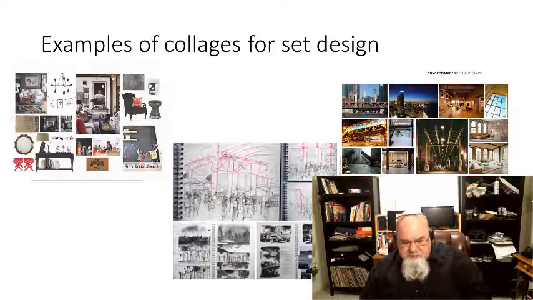So here are 3 examples of collages for set design. You can see the first one is simply a bunch of ideas of furniture and set dressings and stuff you could throw on. The second one is rough sketches. Like I said, they weren't pictures cut out of a magazine or found on the internet. And the third one is more architecture pieces to kind of give you an idea what to do. They're not for the same set, they're just here for examples.